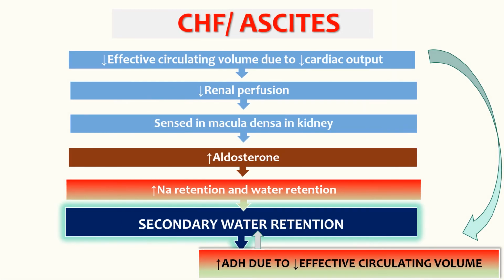Then this is the mechanism of hyponatremia in CHF and ascites. If you have been following the lecture till now, you must have understood that there is a decreased effective circulating volume which decreases renal perfusion, and this is sensed in the macula densa, increasing aldosterone, then increased sodium retention and water retention, and secondary water retention.